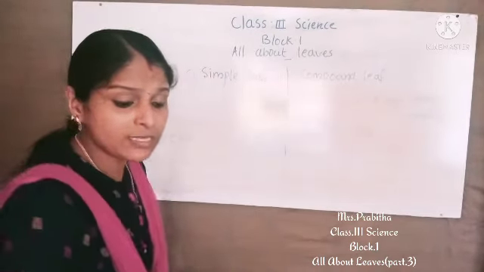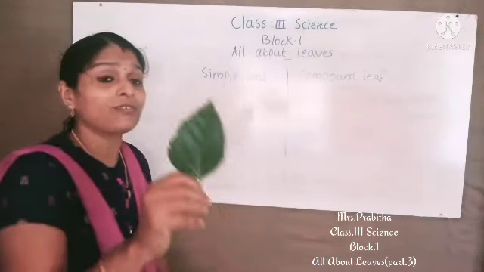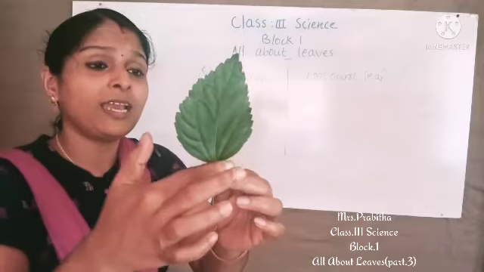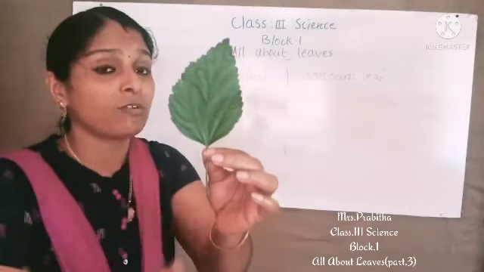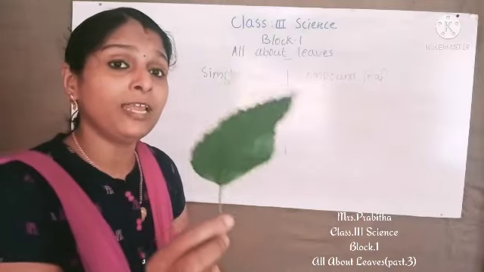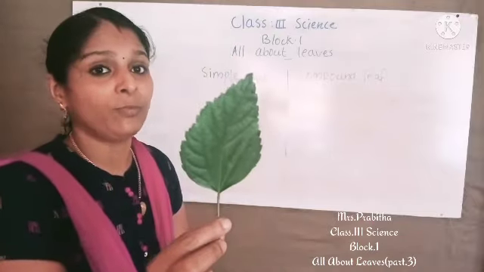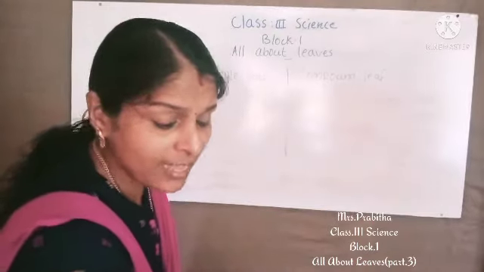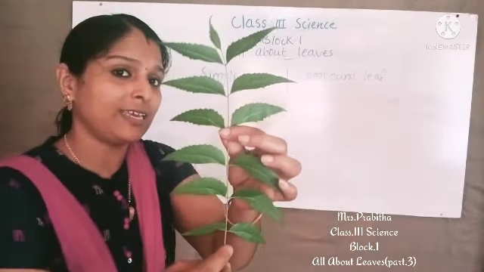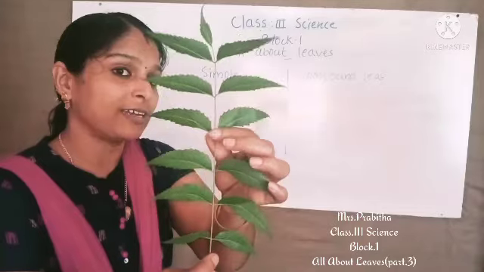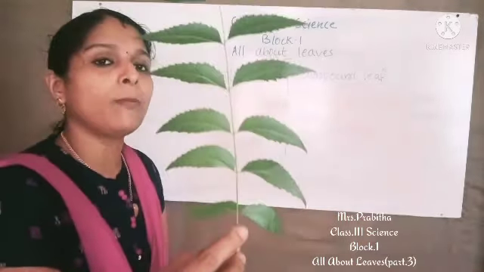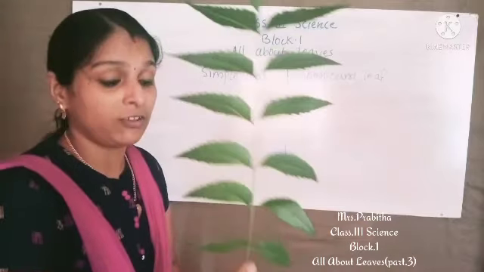Then how is a simple leaf? A simple leaf has only one leaf blade. We know which is the leaf blade. Yes, this flat part of the leaf is called the leaf blade. We studied that, right? So a simple leaf has only one leaf blade, but in the case of a compound leaf we can see more leaf blades are there, right? So a compound leaf has more leaf blades.